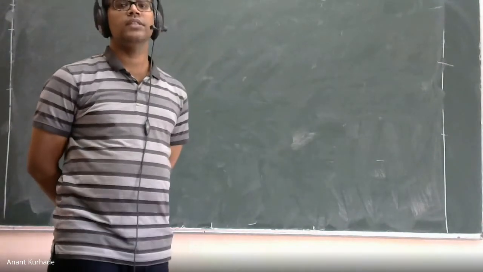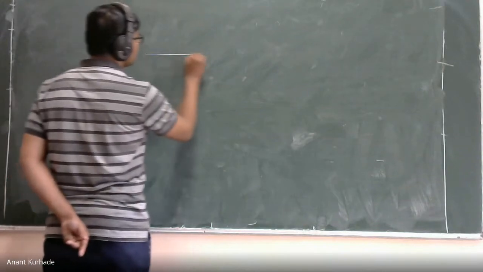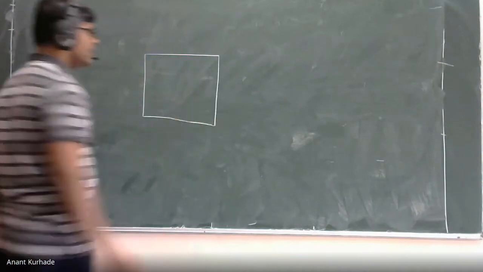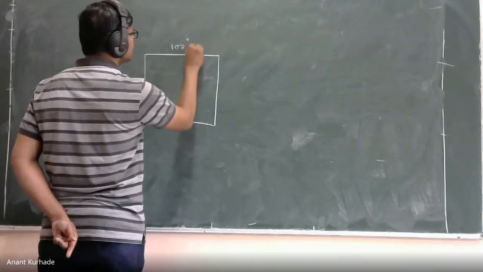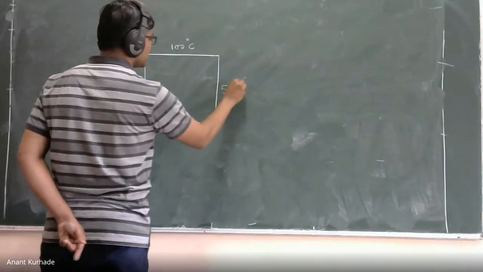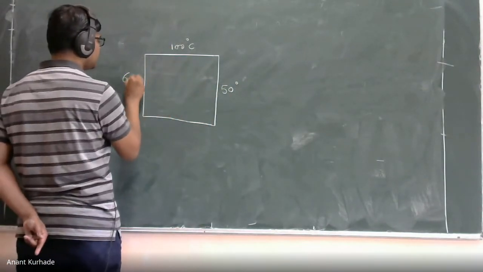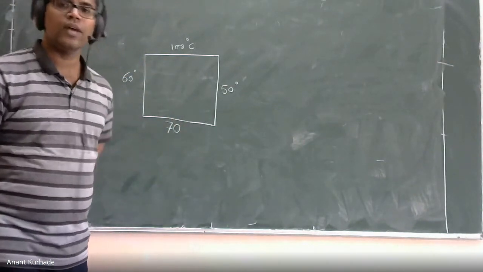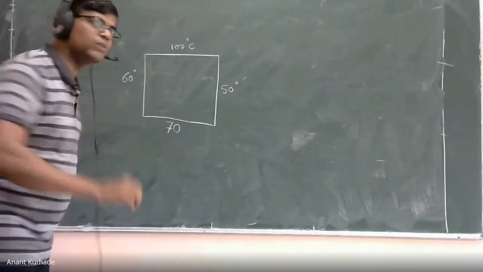So what does that mean? We have provided one plate, meaning one square. Let's consider it is a plate, and you have provided four temperatures, which are the border temperatures. If one side is at 100 degrees Celsius, another is at 50 degrees Celsius, this one is at 60 degrees Celsius, and this one is at 70 degrees Celsius, and you have been asked one question: find the temperatures inside this plate.